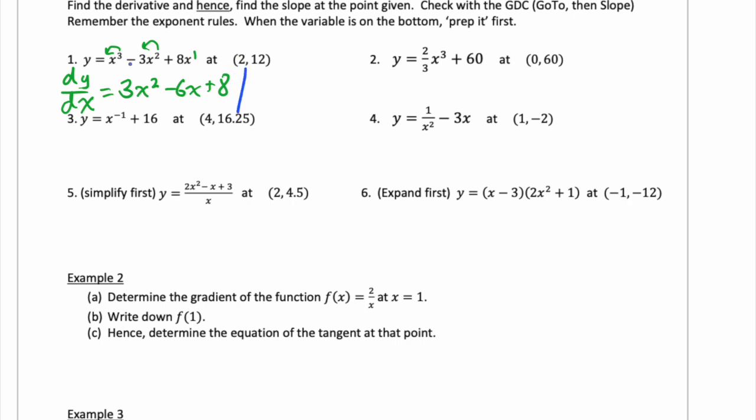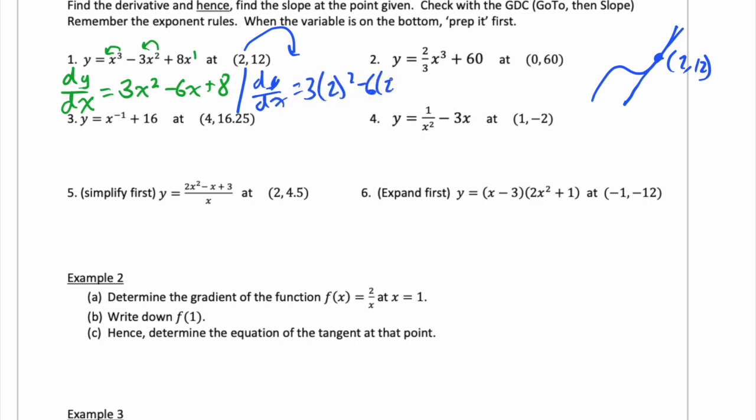Okay, now this represents like a cubic, so it probably looks something like this. And at the point (2, 10), when you find the derivative, you're basically finding the slope at that point, but it only depends on the x value, as you see. So we're going to sub in 2, and the 12 is kind of irrelevant in this case. So dy/dx equals 3 times 2 squared minus 6 times 2 plus 8. That is 12 minus 12 plus 8, so it's just 8. So the slope there is 8.